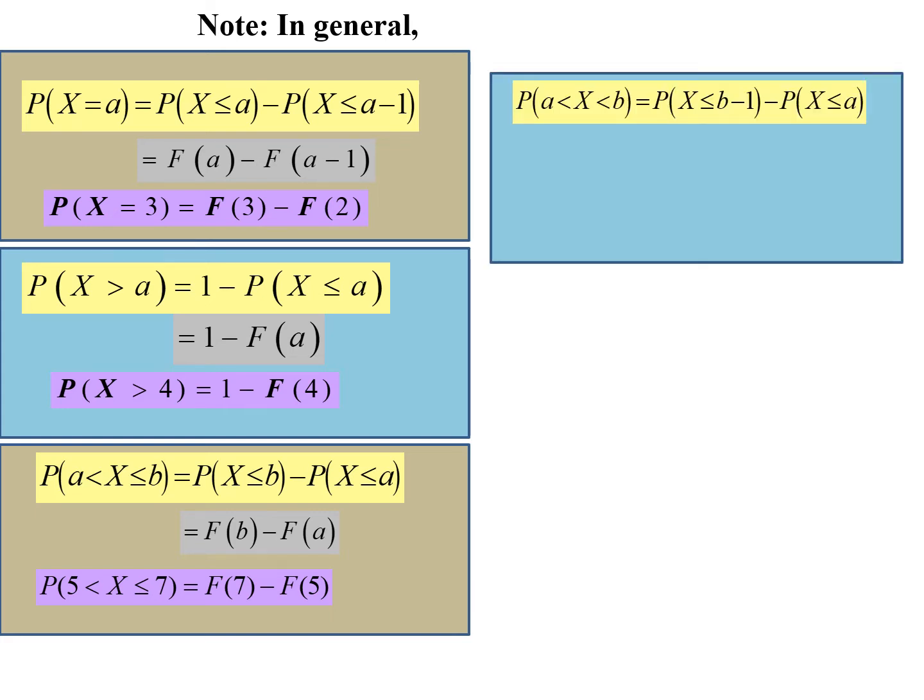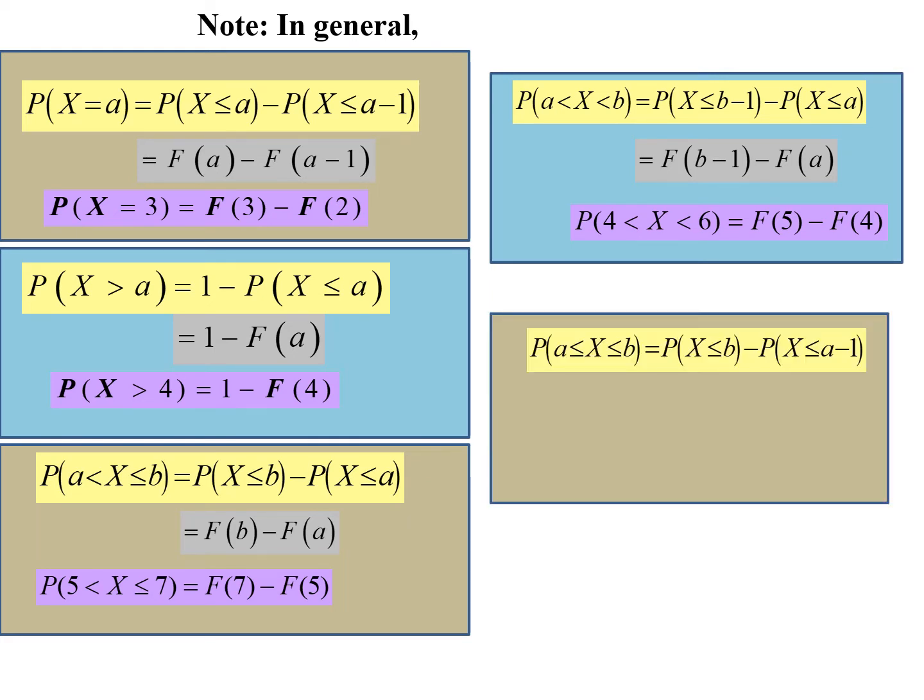Next, probability X is less than b, greater than a, we can write as probability X is less than or equal to b minus 1, minus probability X is less than or equal to a. That is F(b minus 1) minus F(a). The example, probability X is less than 6, greater than 4, equals F(5) minus F(4).